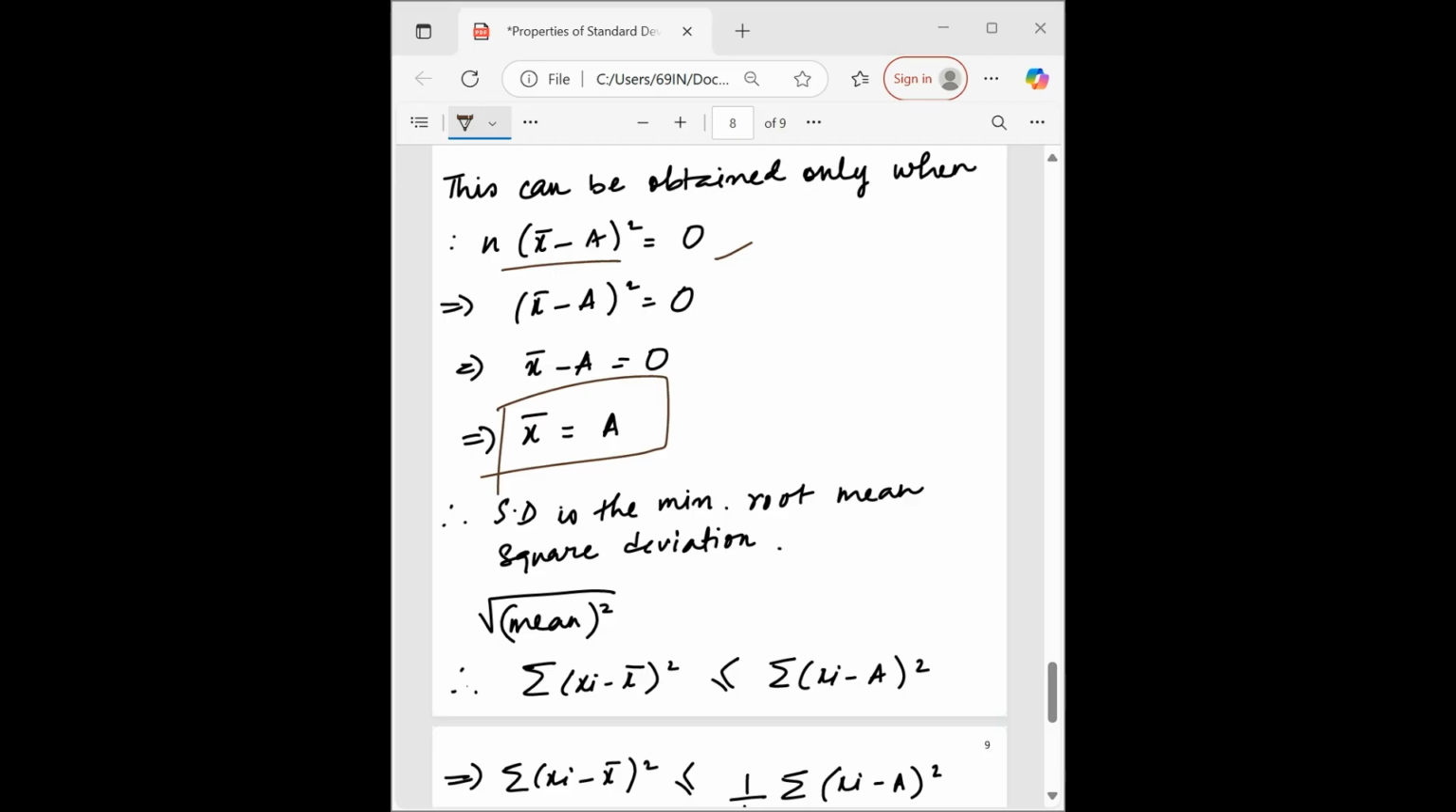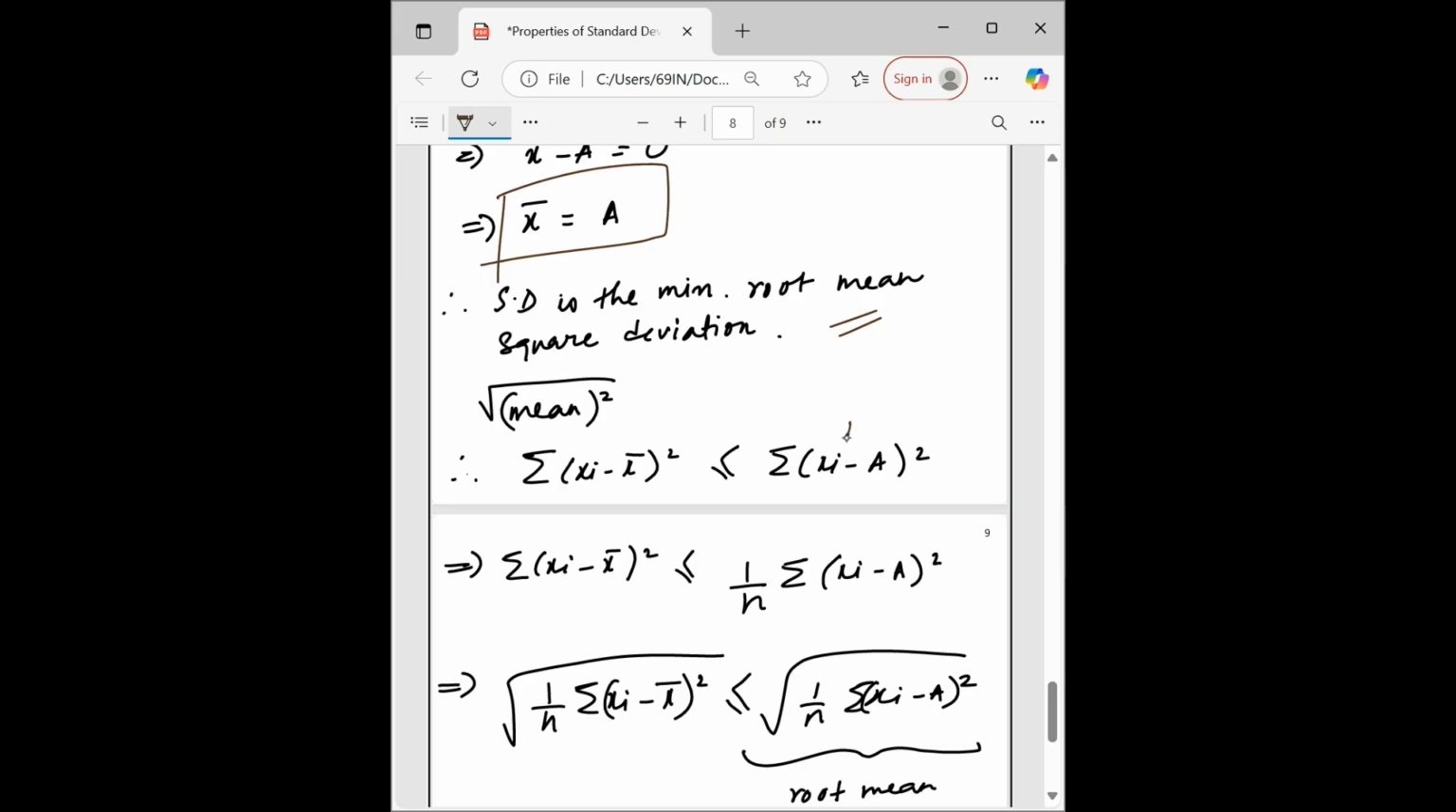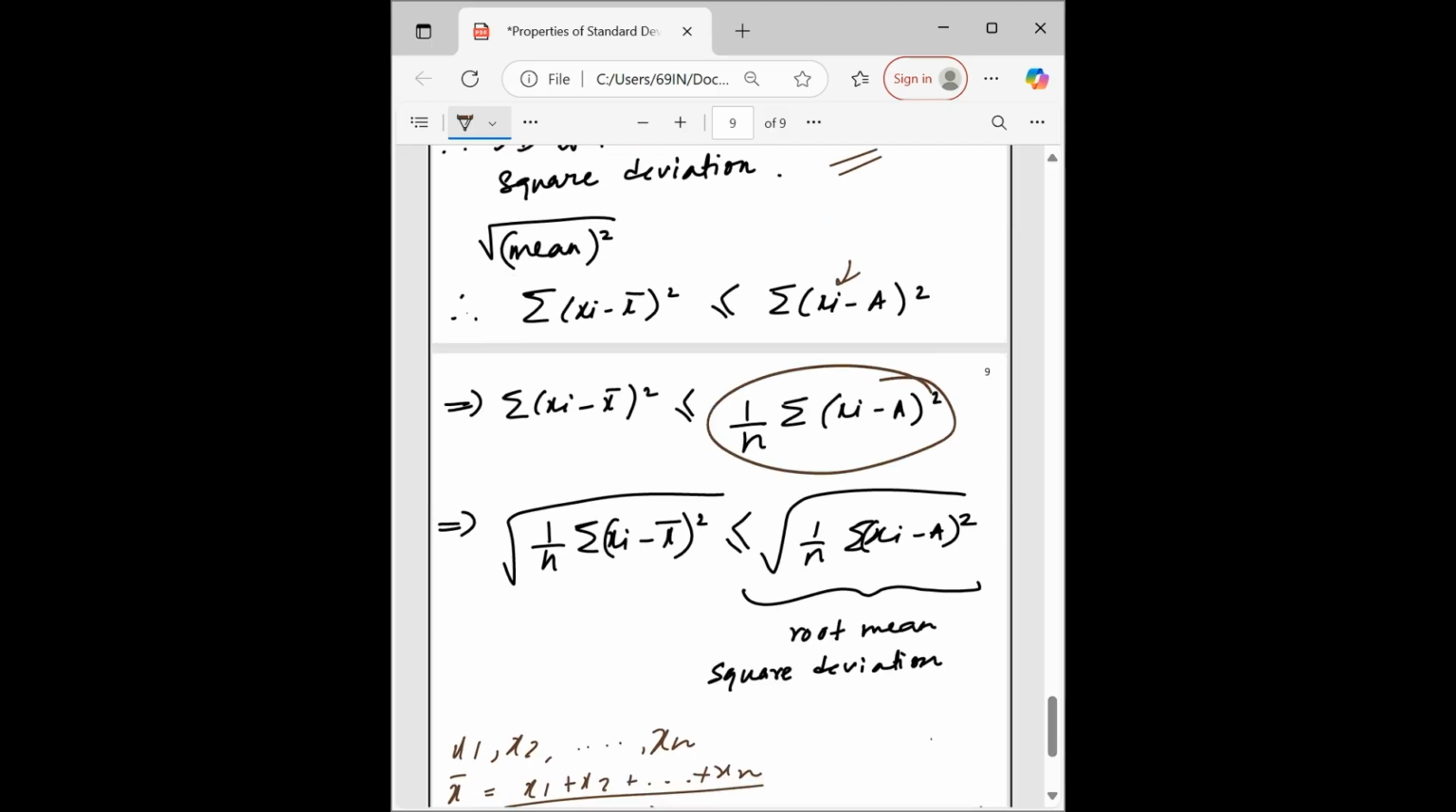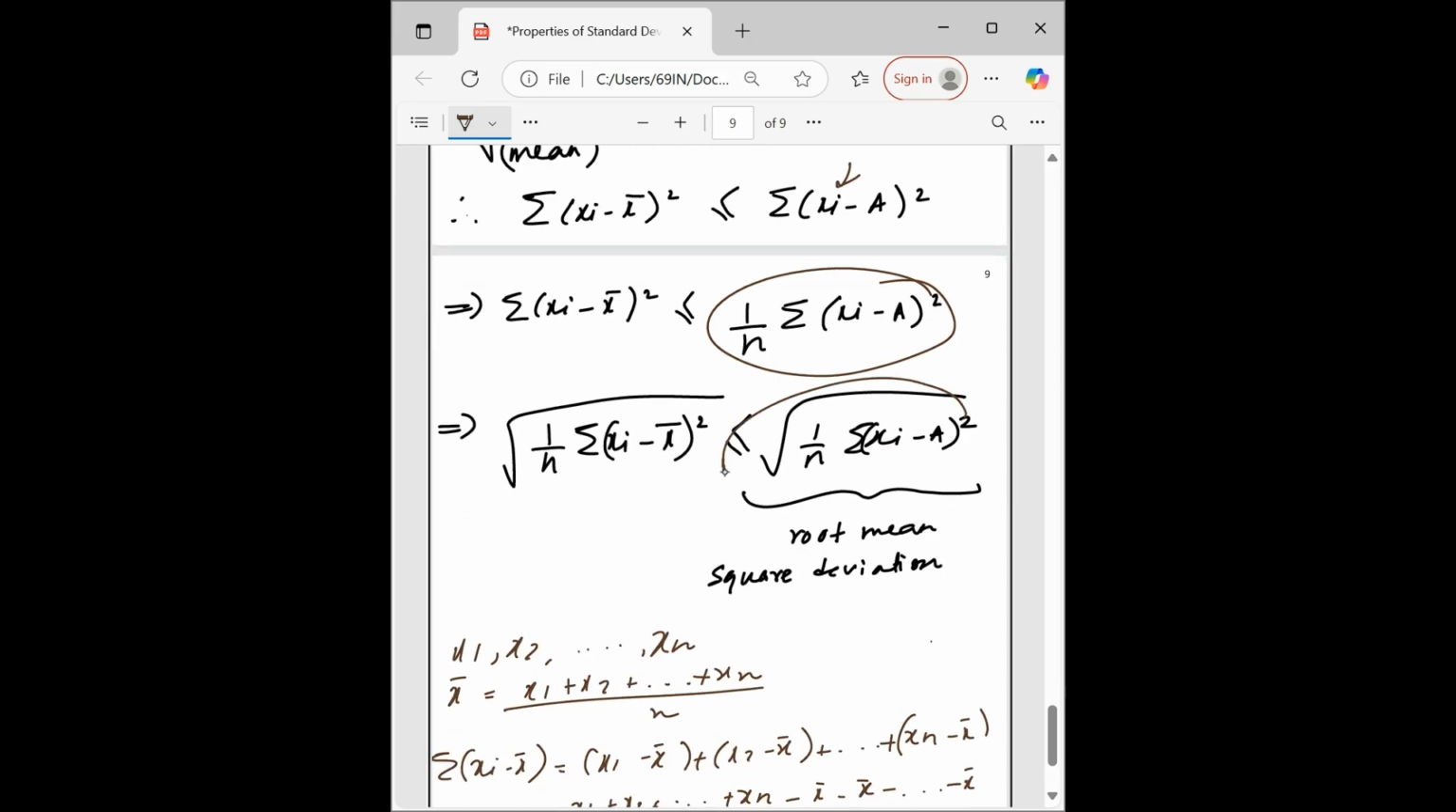This leads us to the epic conclusion written in my notes: SD is the minimum root mean squared deviation. Let's decode this masterpiece. What is deviation? Deviation is xi minus a. What is the square of the deviation? (xi minus a) whole square. Now, if we take the mean of it, what is the mean? The summation of (xi minus a) whole square, divided by n. Now, if we take the root of it, it is the root of 1 by n into the summation of (xi minus a) whole square. This is the root mean square deviation from any point A.